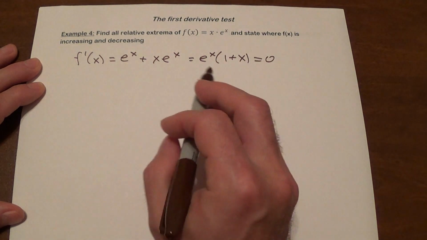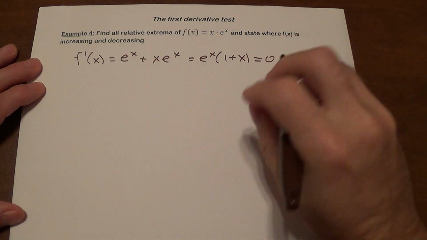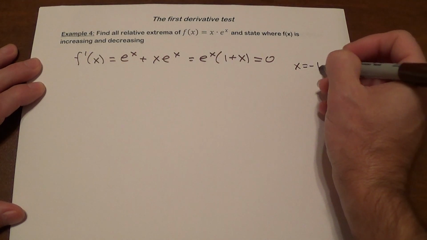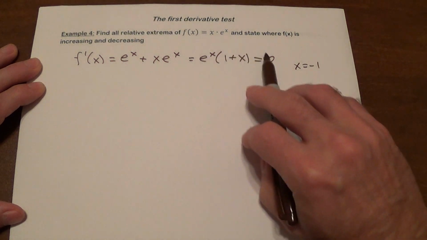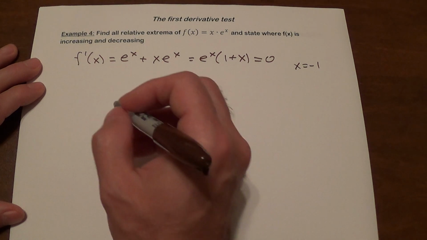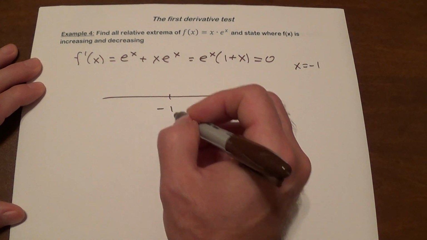This function is defined everywhere. It's a continuous function, so we don't have any critical values where it does not exist, but we do have a critical value at negative 1, because at negative 1 this expression is going to equal 0. E to the x never equals 0. So that is our critical value, and we are going to plot that on our number line, negative 1.